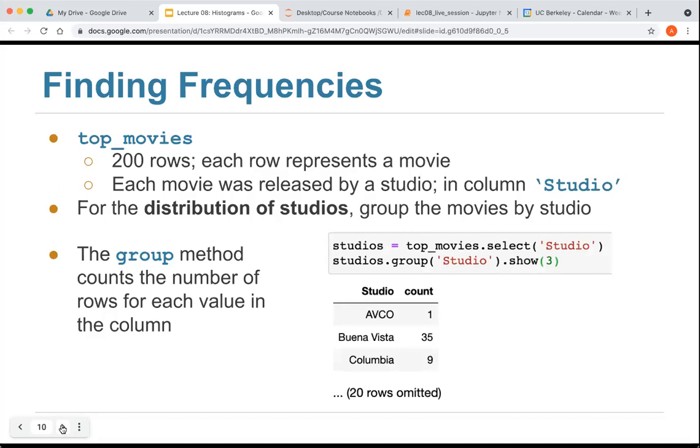You simply select your studio column. Yes, you can have more columns. We'll talk about that on Friday. But you simply select your studio column. So you have a 200-line table. There's a row for every movie. The data are just the name of the studio that released the movie, and you run studios.group, table.group, and you have the counts. And so clearly we should do this.